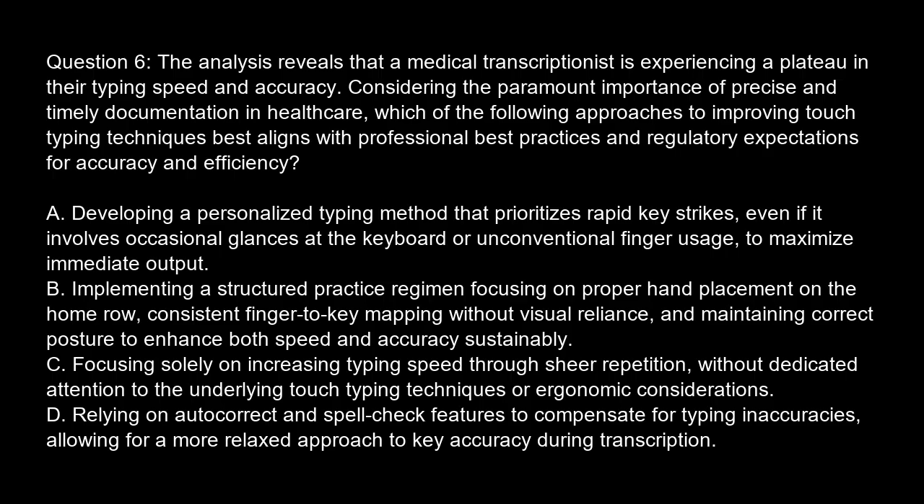Option B. Implementing a structured practice regimen focusing on proper hand placement on the home row, consistent finger-to-key mapping without visual reliance, and maintaining correct posture to enhance both speed and accuracy sustainably. Option C. Focusing solely on increasing typing speed through sheer repetition, without dedicated attention to the underlying touch typing techniques or ergonomic considerations. Option D. Relying on autocorrect and spell check features to compensate for typing inaccuracies, allowing for a more relaxed approach to key accuracy during transcription.